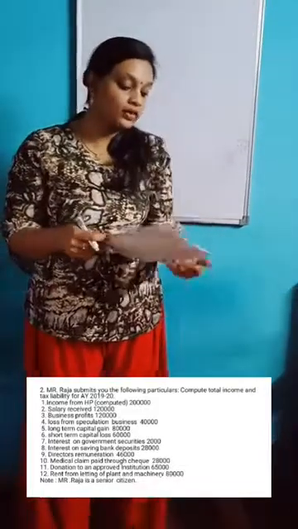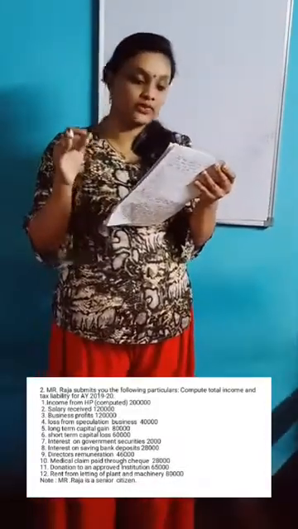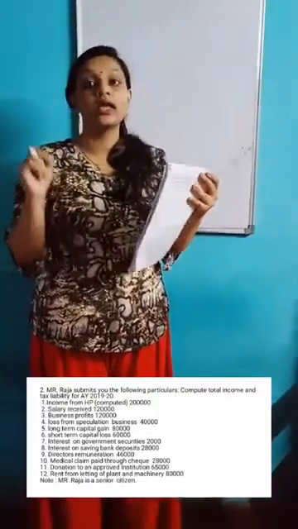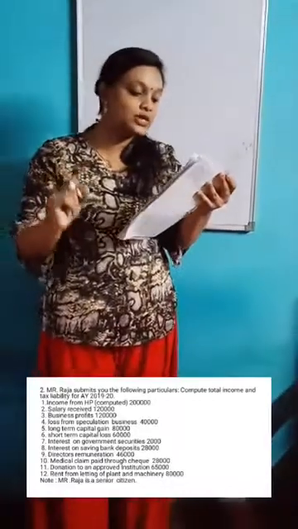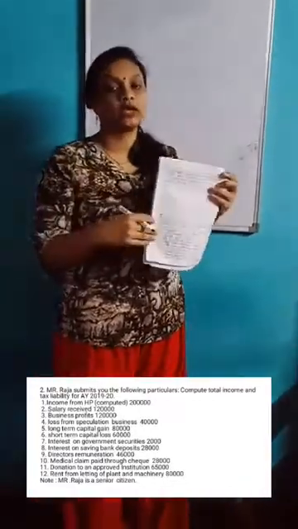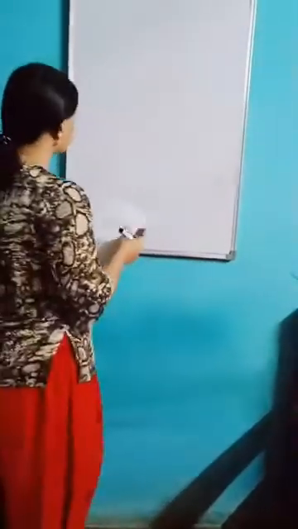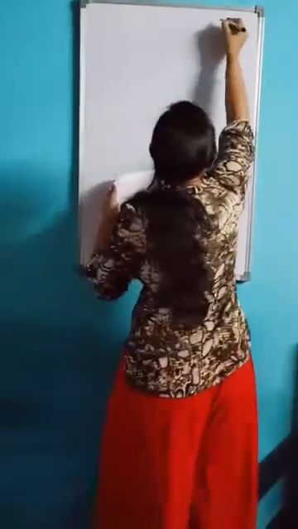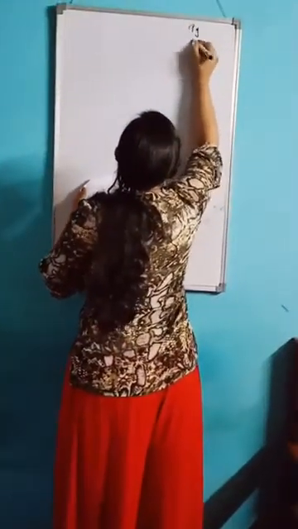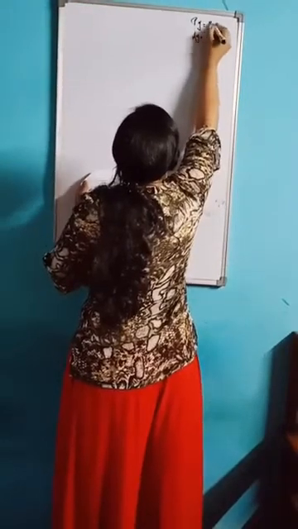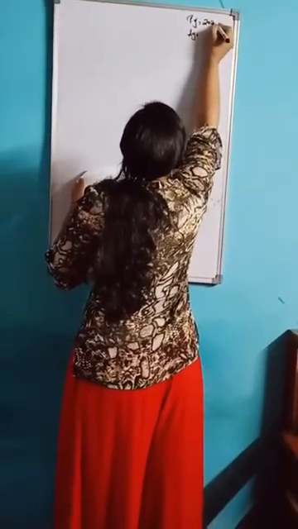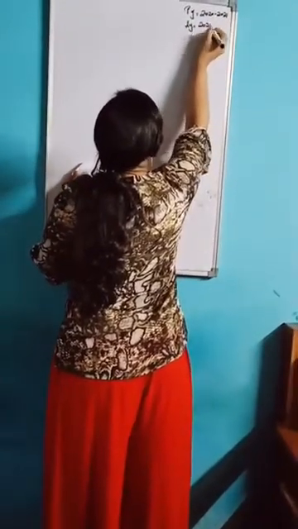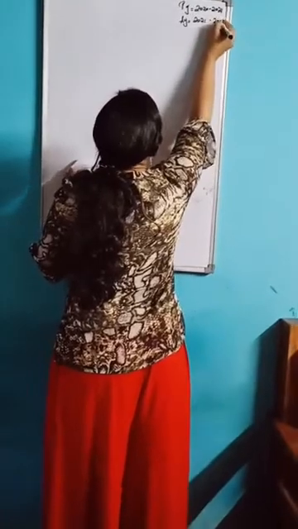After that, donations to an approved institution 65,000. Next, rent from renting of plant and machinery 80,000, and they have given a note, that is Mr. Raja is a senior citizen. Okay, so let's solve the problem. Here the previous year and the assessment year: previous year 2020 to 2021, assessment year 2021 to 2022.